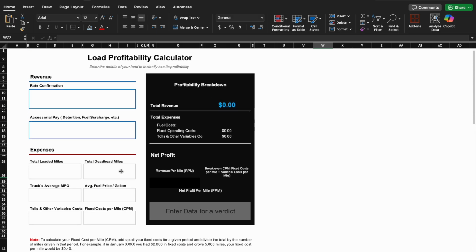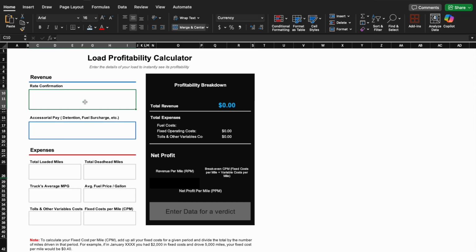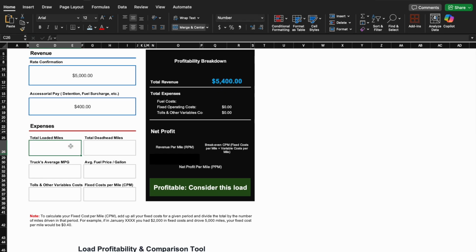So how it works basically is, here you would enter in your rate confirmation or the revenue that you receive. So let's say you get $5,000 from it, and then you get other types of pay, whether that be detention or fuel surcharge. Let's say you get an additional $400. And here you just enter in the loaded miles. So let's say you're traveling 3,000 miles, and deadhead miles. So these are like empty miles. Let's say it's 30 miles. Then you just enter in your truck's average MPG. Let's say it's 6, and then average fuel price per gallon would be 4.75, for example.